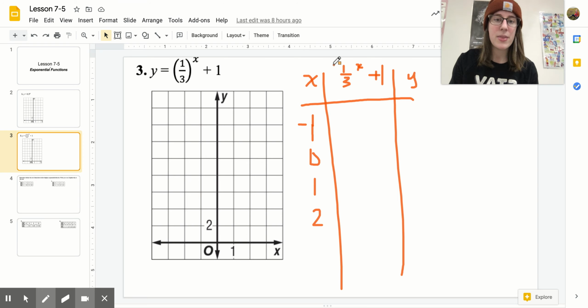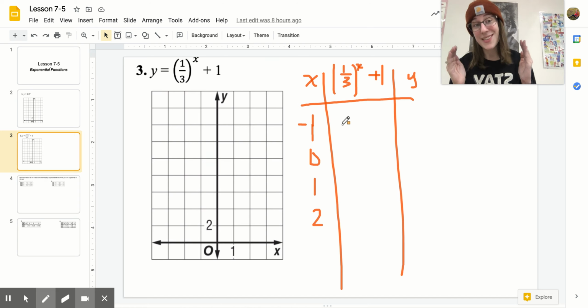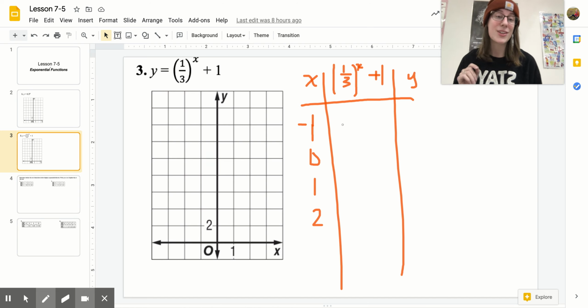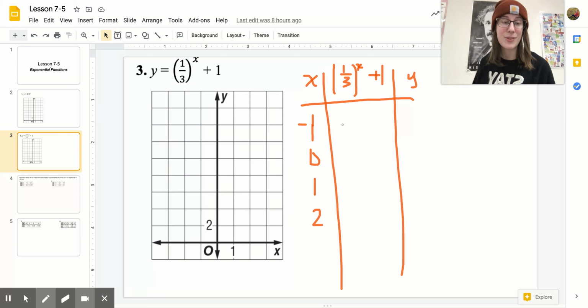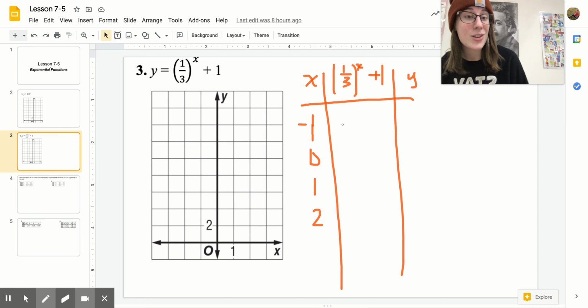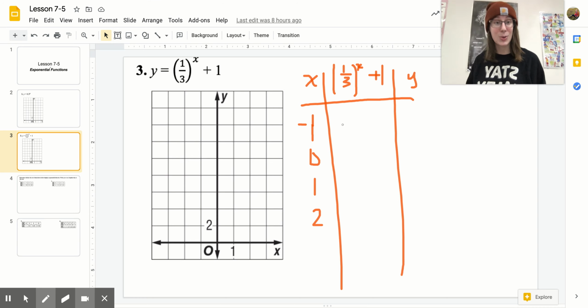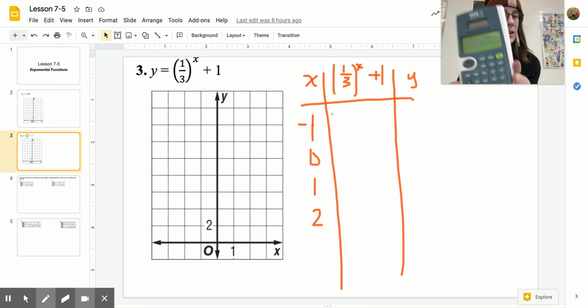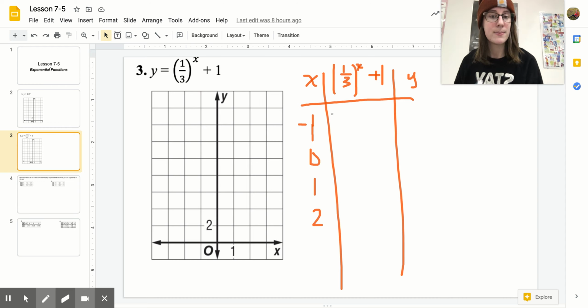So we have 1/3 to the power x. You notice how it's in parentheses, and that's because in your calculator, you're going to have to type it in parentheses. That's in your phone calculator, in whatever calculator you're using, you're going to put it in parentheses. So if I were using my regular calculator here at school, I'd have 1 divided by 3 in parentheses.